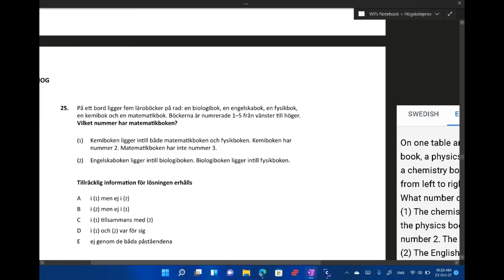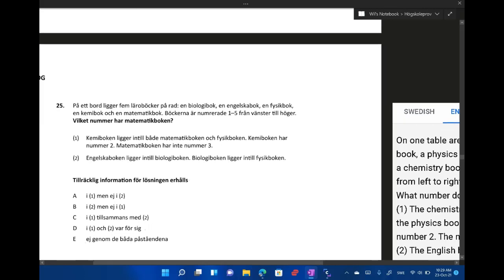All right, this one I needed to Google Translate. It says on a table it lays 5 books in a row. A biology book, an English book, a physics book, a chemistry book, and a math book. The books are numbered 1 to 5 from left to right. Says which number has the math book have?